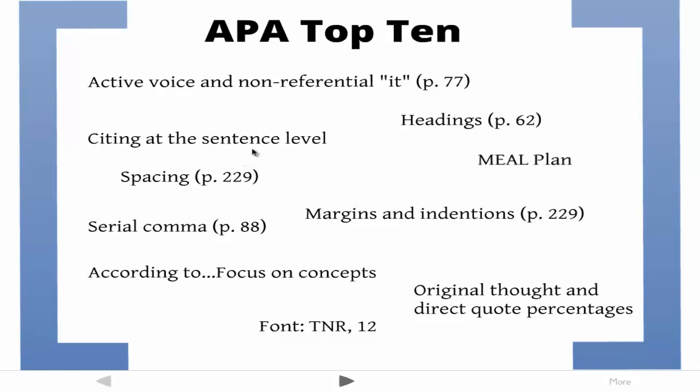Citing at the sentence level, just as I mentioned before, so making sure that each sentence has a citation when it's not an original idea. The meal plan: making sure that each paragraph represents only one idea, and that all subsequent sentences within that paragraph relate to that one idea, that you're providing details and evidence, that you are linking that idea back to the main idea, or analyzing, perhaps comparing and contrasting ideas, and that there is a level of cohesion between paragraphs.